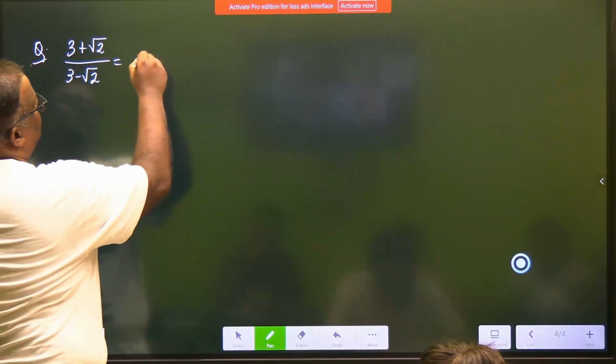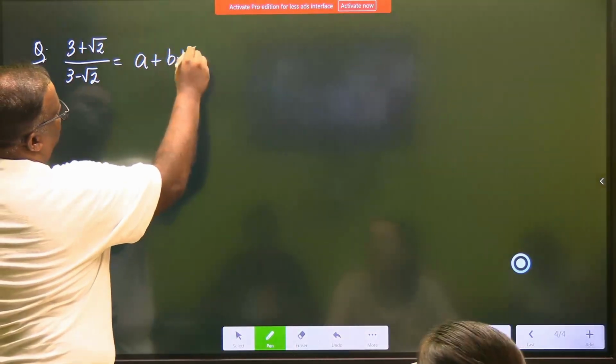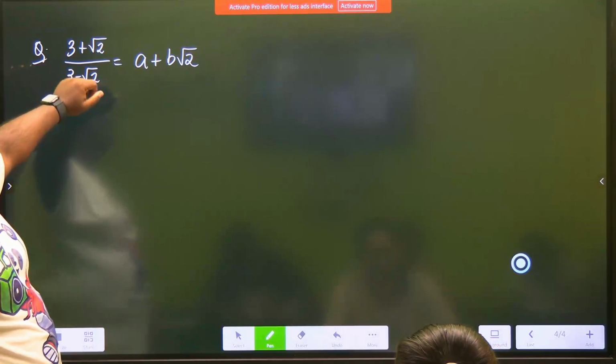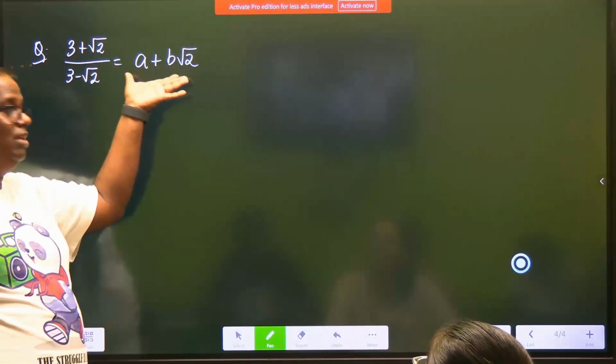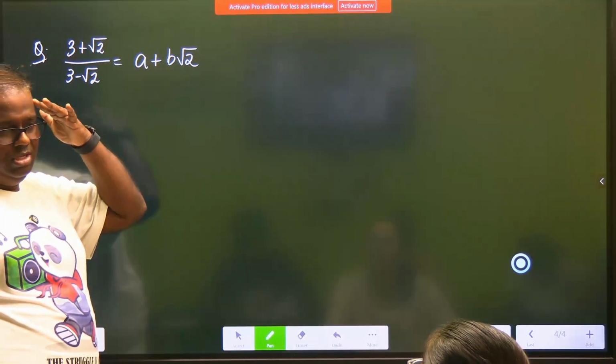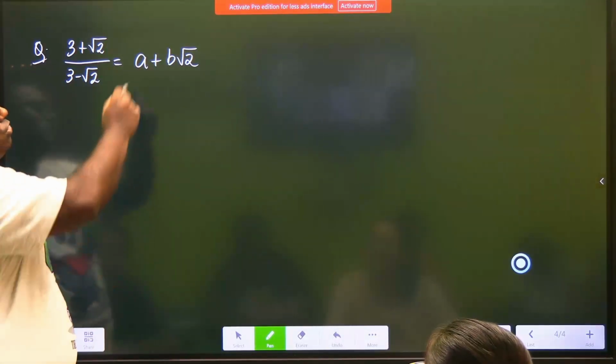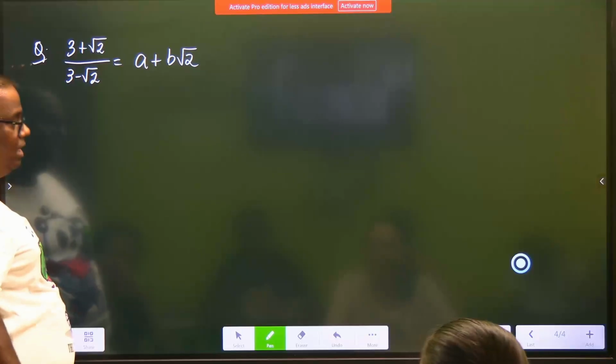We'll get it as a plus b root 2. Children, in this problem, we have to convert this, means rationalize this, and ultimately we have to find the value of a and b. Okay? This problem is given to us. They are asking us to find the value of a and b, right?